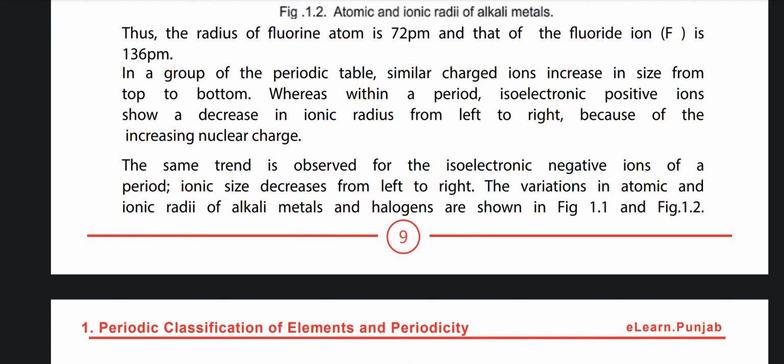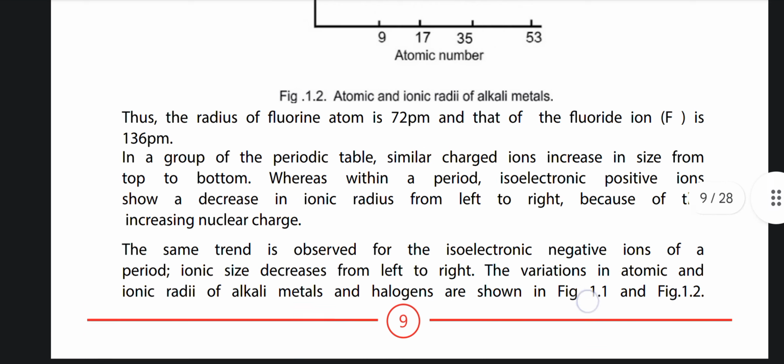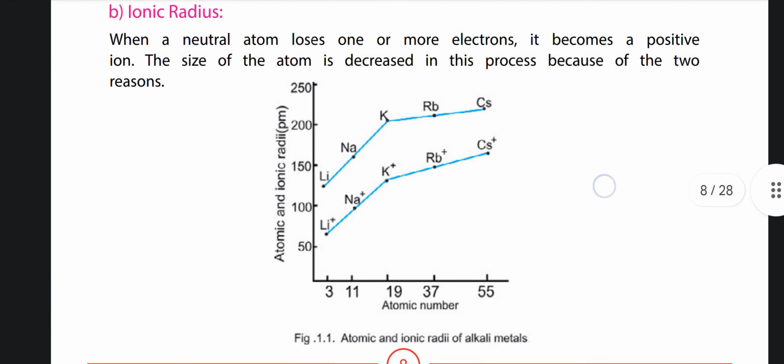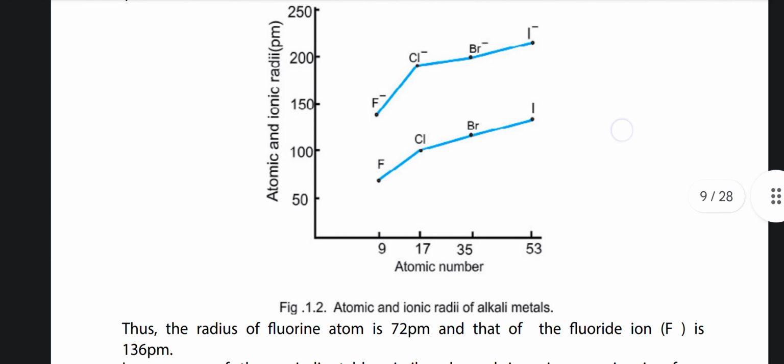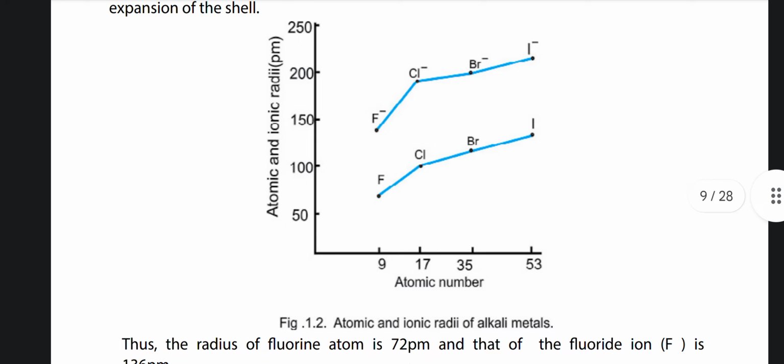The variations in atomic and ionic radii of alkali metals and halogens are shown in figures 1.1 and 1.2. Figure 1.1 is this, in which atomic and ionic radii of alkali metals are shown, and this is also the same one. But this is for the negative ones, and the previous one was for the positive ones.